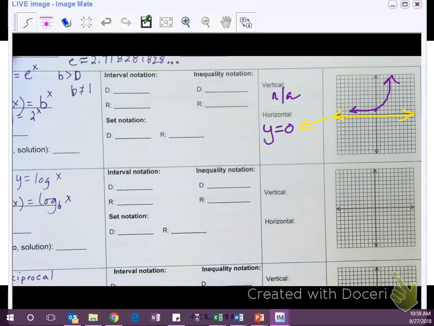And on the log, the graph looked like this. There's no horizontal asymptote, but there is a vertical one here. I didn't draw that very well. There's a vertical one, so it's at x equals 0. That's an equal sign.